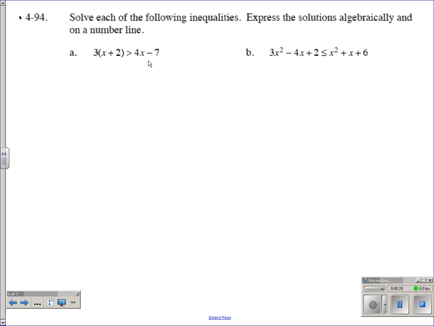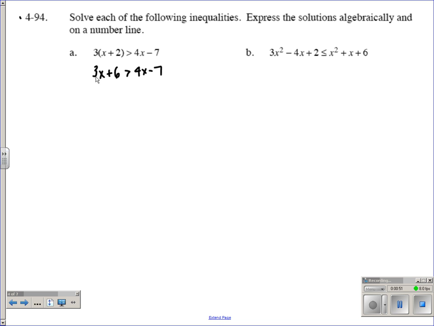We're just going to solve this algebraically like it's an equation. So the first thing we need to do, we have x's on each side. We're going to have to get them all to the same side, which will require us to distribute our 3 through here to get the x out of the grouping symbols first. So 3 times x gives us 3x. 3 times positive 2 would be 6. So we have 3x plus 6 is greater than 4x minus 7.